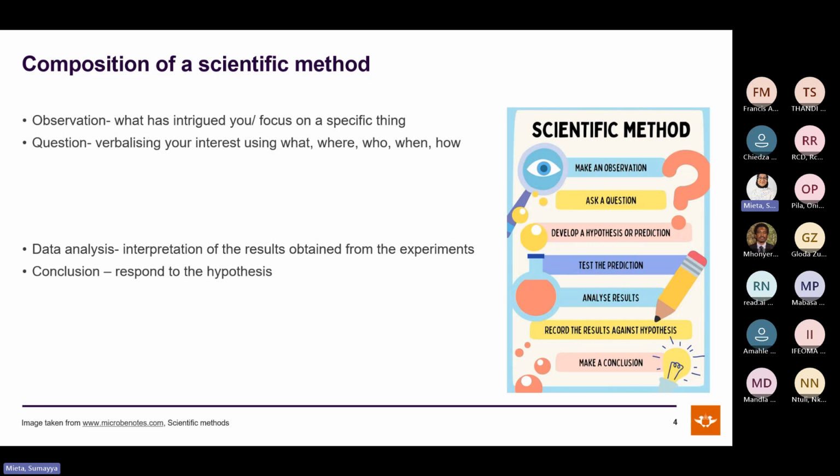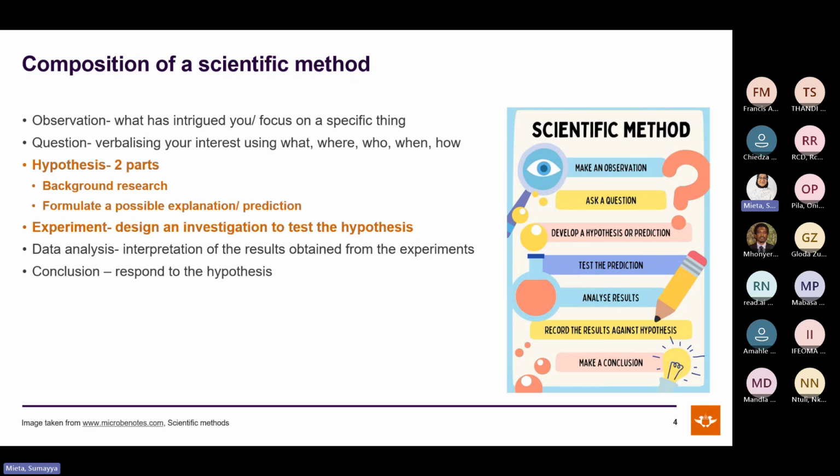And the question is verbalizing your interest using the terms what, who, where, when, and how. Once we have that, we can say, okay, let's formulate a hypothesis, which I've highlighted because those are the two components that we are going to focus on in today's session. A hypothesis is divided into two sections. And for us to be able to come up with a hypothesis, you need to have background information.